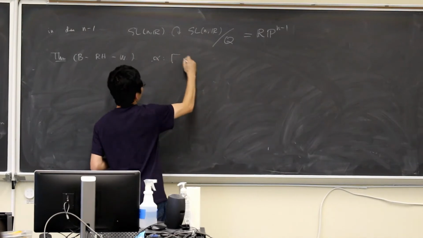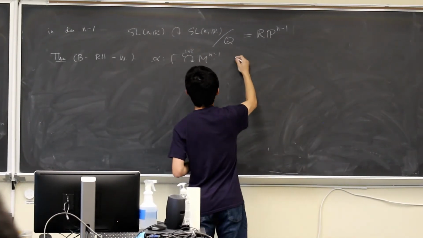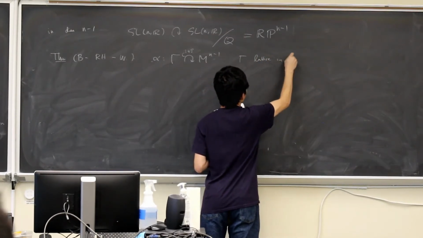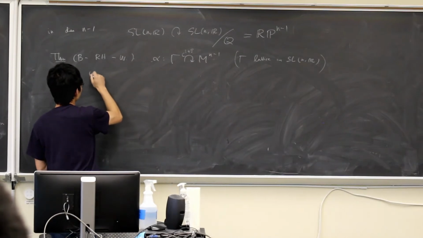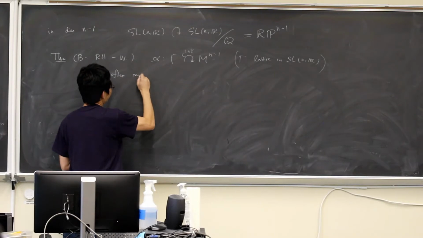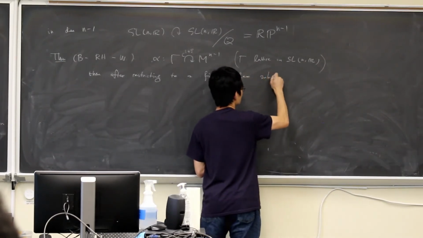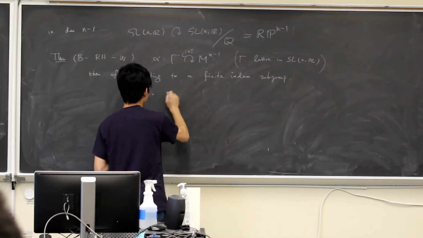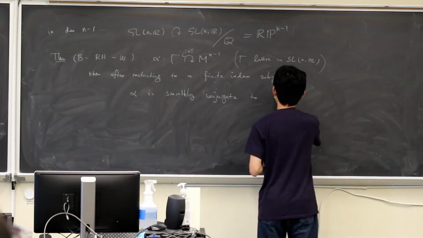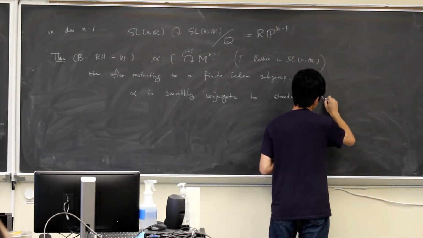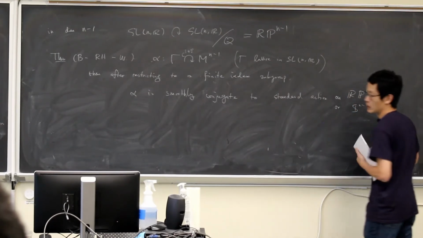So if gamma acts on a manifold in dimension n minus one, with regularity C1 plus epsilon, and where gamma is a lattice in SL(n,R), then after restricting to a finite index simple subgroup, alpha is smoothly conjugate to the standard action on the projective space or the sphere, which is essentially the same, which is a double cover.